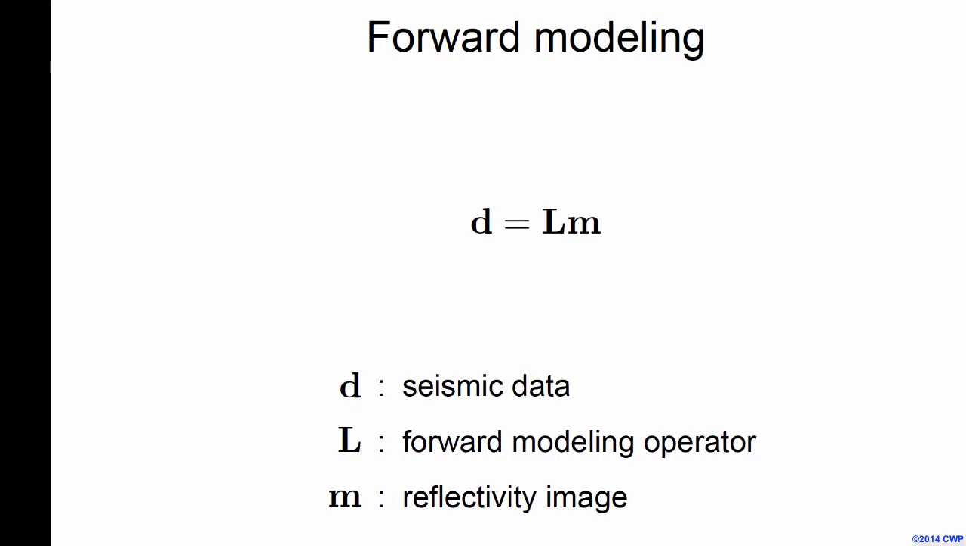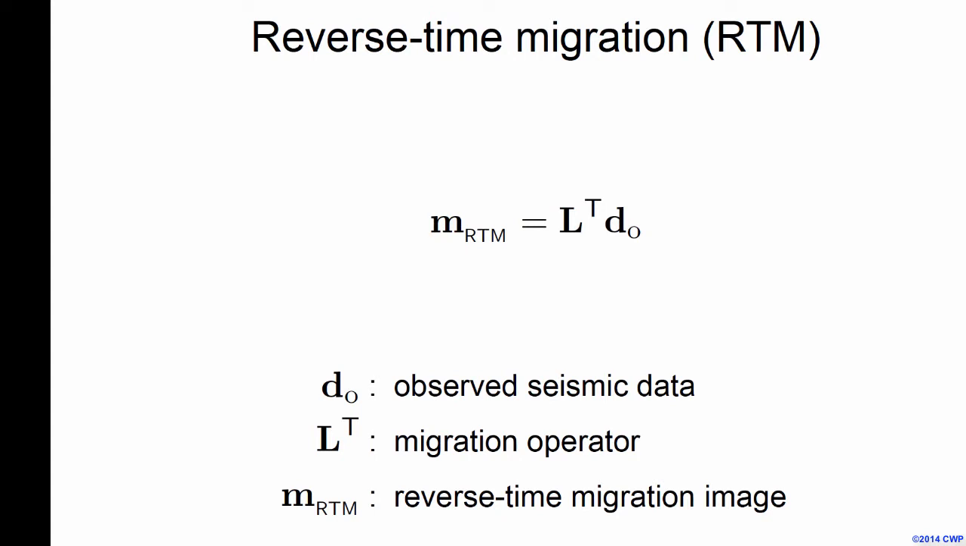L is commonly referred to as a demigration operator because it maps from the image to the data, as opposed to a migration operator, which maps from data to image. And so the transpose of a linearized forward modeling operator is in fact a migration operator. In this case, L transpose applied to the observed data d_o gives what I'm calling here the RTM image, the reverse time migration image. Of course, in practice, most implementations of RTM are much more complicated than this, but I just want to be clear that for the images that I'm calling RTM in this presentation, I'm computing with just a single application of L transpose.